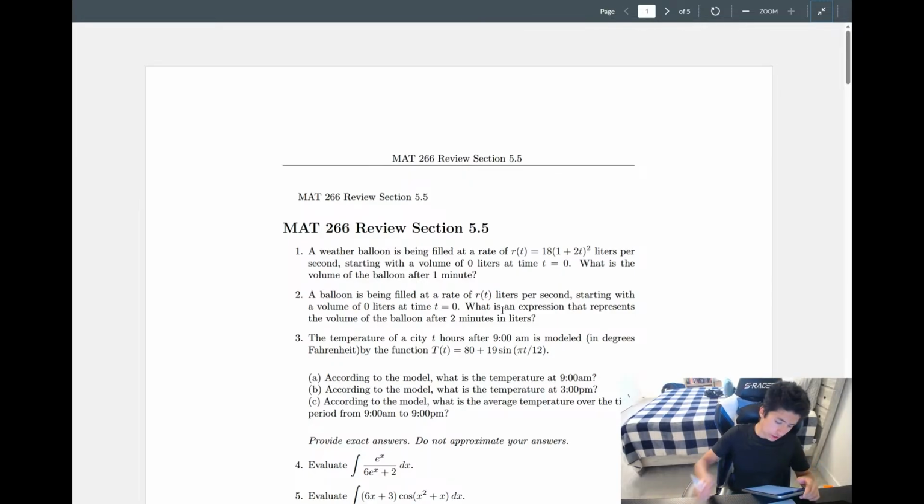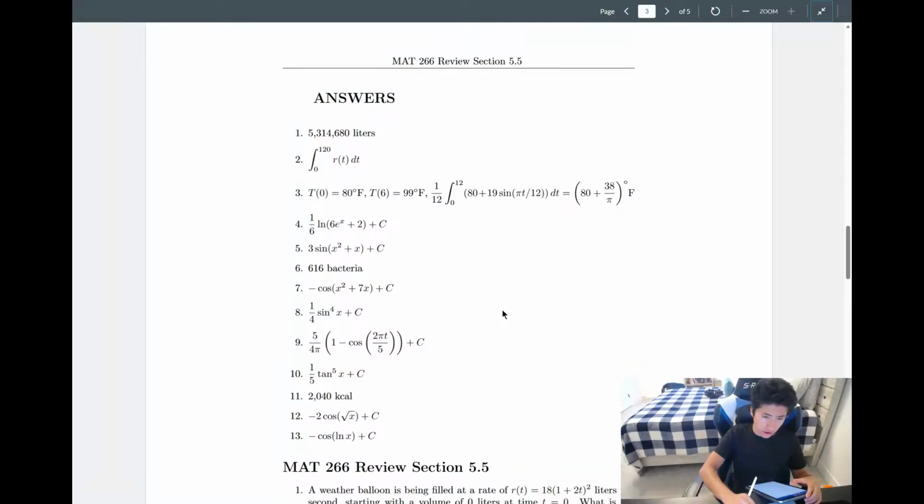R of t. So this represents the volume. So R of t is a rate. So we'll have the integral because we want the volume. You know, we need to integrate the rate. And this is going to be after 2 minutes. So from 0 to 120 seconds of R of t dt. All right, let's keep going. If we would have read that carefully, we would have gotten that right.